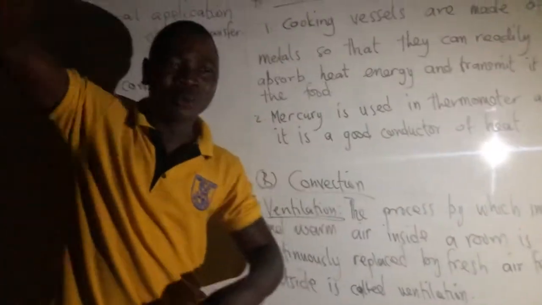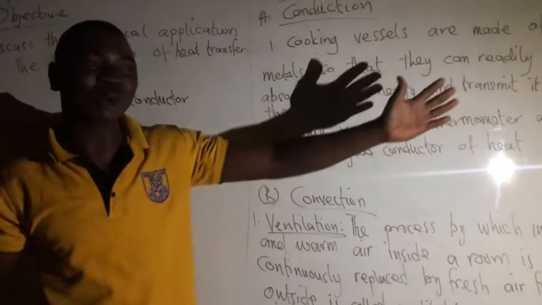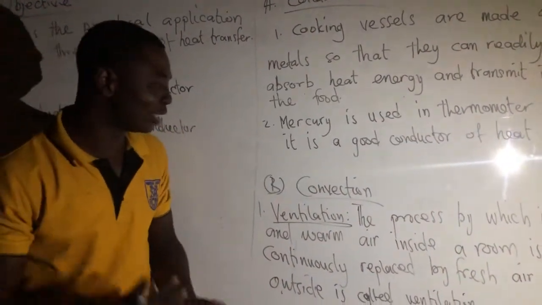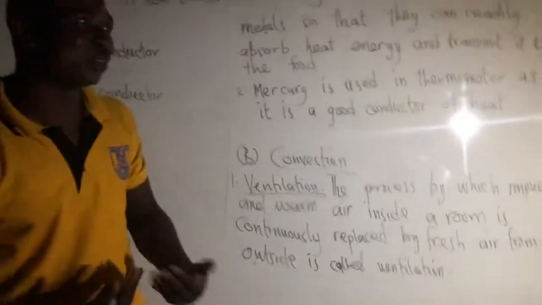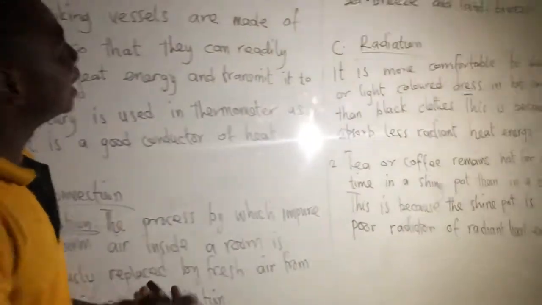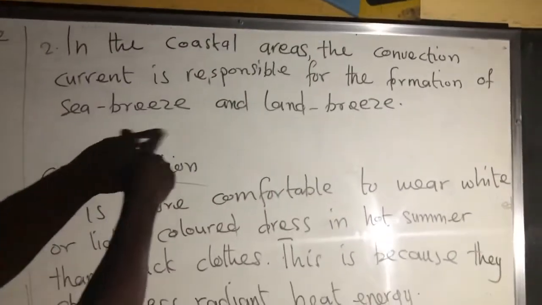So the fresh air will be circulating the room, sucking away the hot air or the warm air in the room. Okay, so that is convection. That's how convection happens in our daily life. And one aspect is what? In the coastal areas, the convection current is responsible for the formation of sea breeze and land breeze.